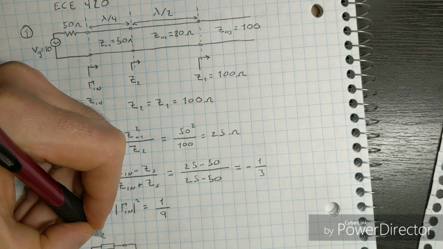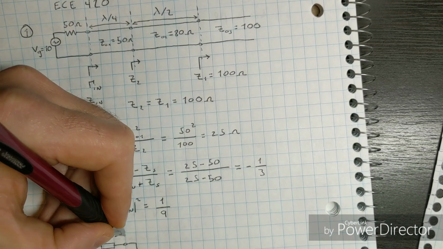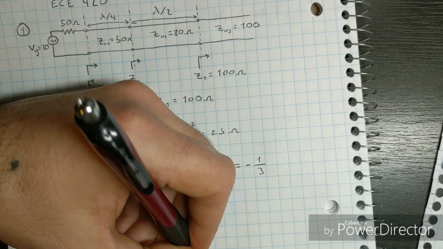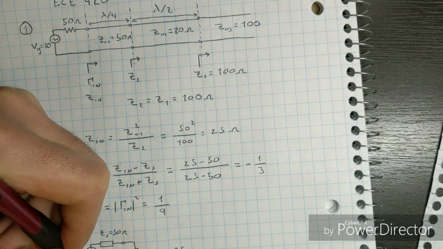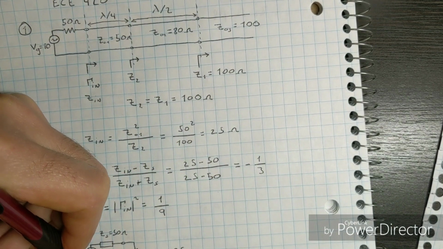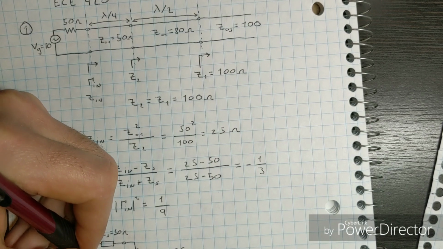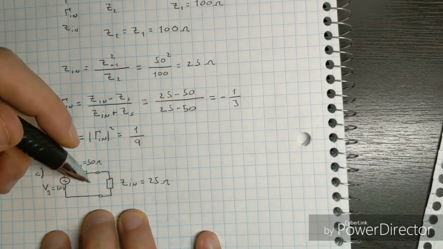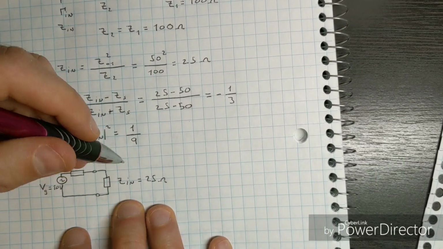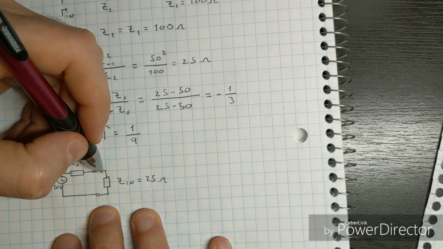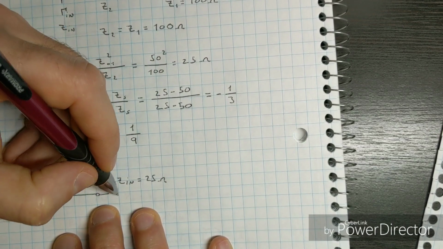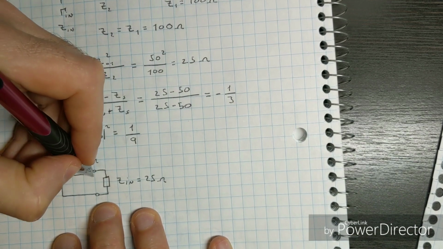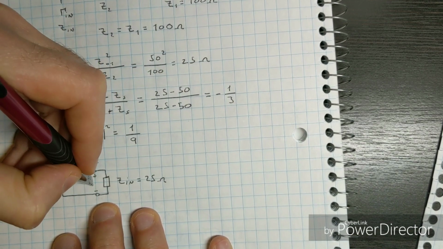Okay, this is Rs, which is 50 ohm. And this Rin is going to be 25 ohm. And the voltage is equal to 10 volts. Here. So in order to calculate the power that is delivered to the network, that is the power that is delivered to this impedance, Rin. So we can calculate the voltage at this point.